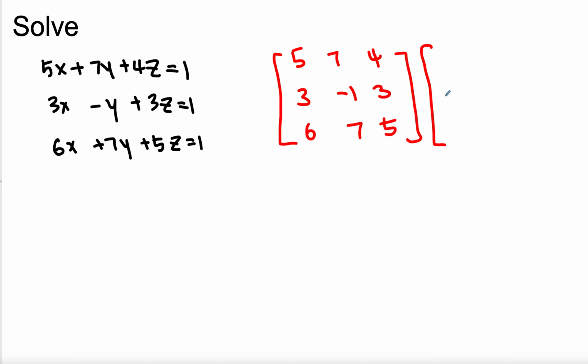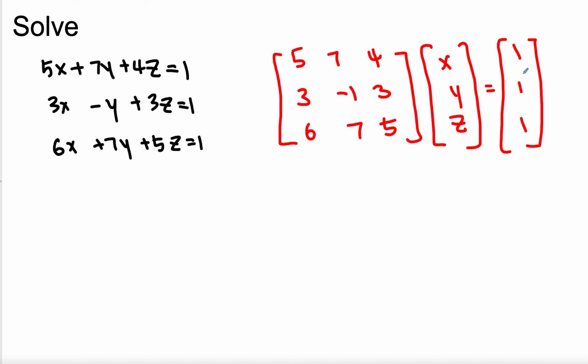And then we have here x, y, z is equal to 1, 1, 1. So this is a matrix form of a system of equations. So if I want to just find that x, y, z, then that means I need to get rid of this one.